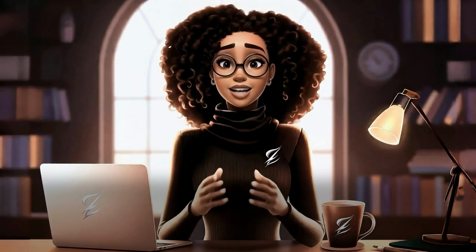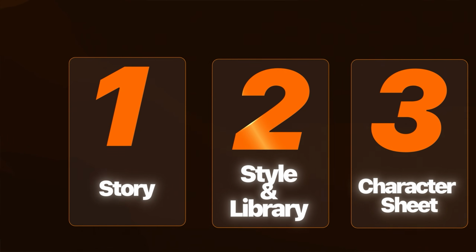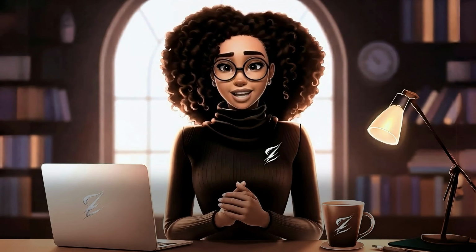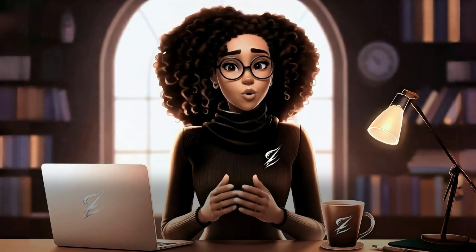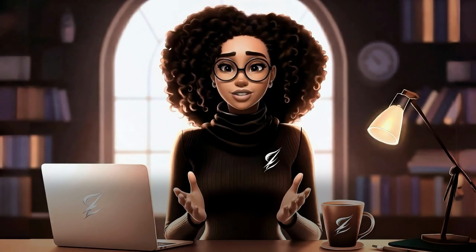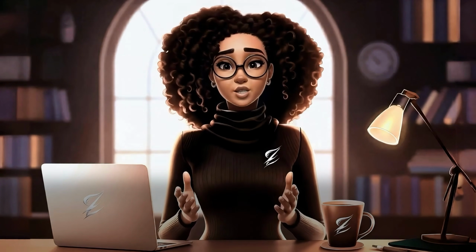So that's the whole thing: story, style, character sheet, storyboard, animation, voice, assembly. And the reason it's 7 steps and not one prompt is that these problems don't all come from the same place. I spent a long time trying to fix all of it inside the prompt, and it just doesn't work that way.